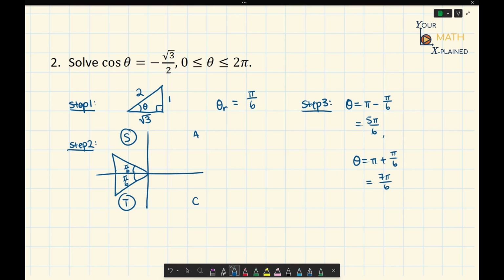And again, our domain here is from 0 to 2 pi, which is one full rotation. And there are no other coterminal angles that exist within one full rotation. So we have no additional solutions.